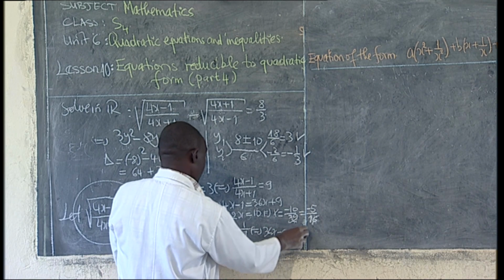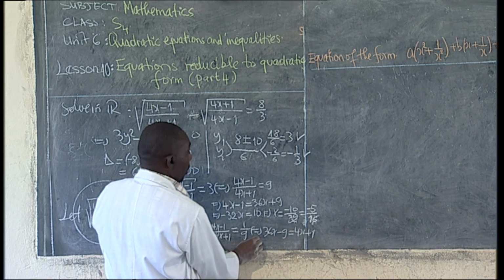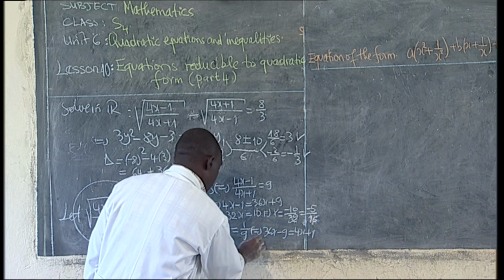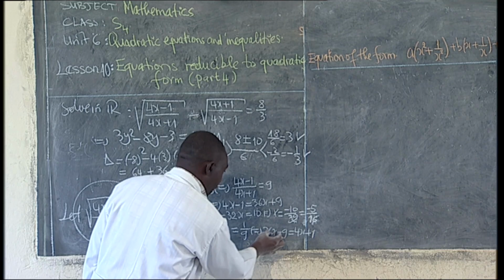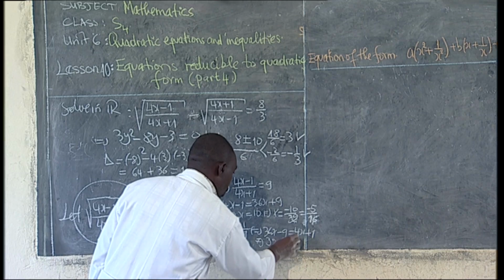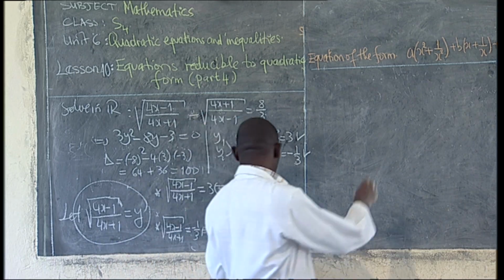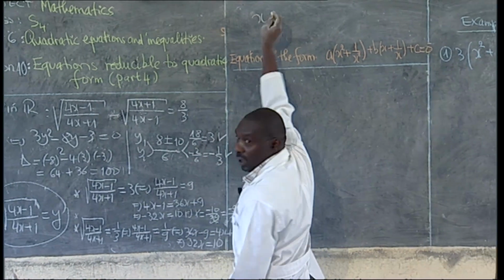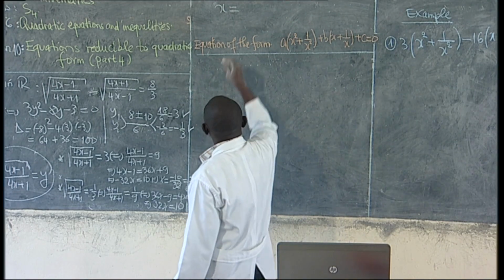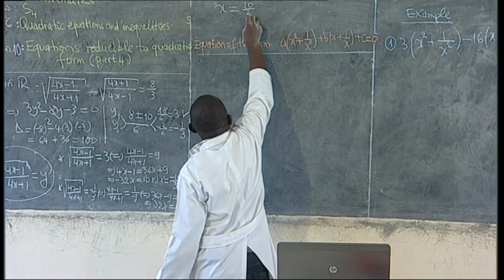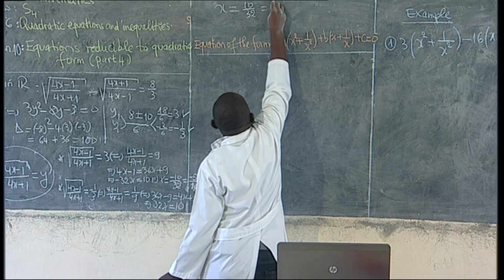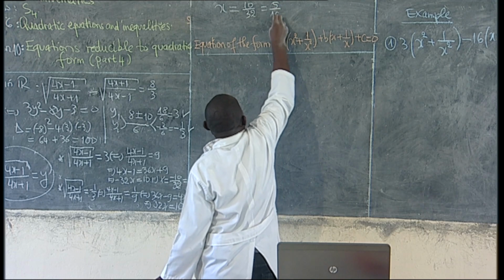Very nice. So I'll be having 9 times (4x minus 1) is 36x minus 9, which is equal to 4x plus 1. Solving for x, I'll be having 36x minus 4x is 32x, which is equal to 10. It means x equals 10 divided by 32, which is equal to, by 2, 5 divided by 16.